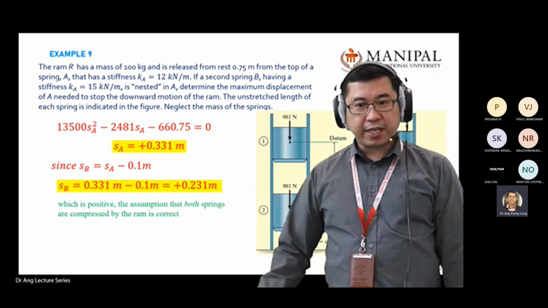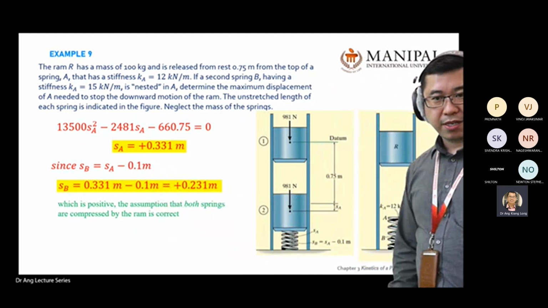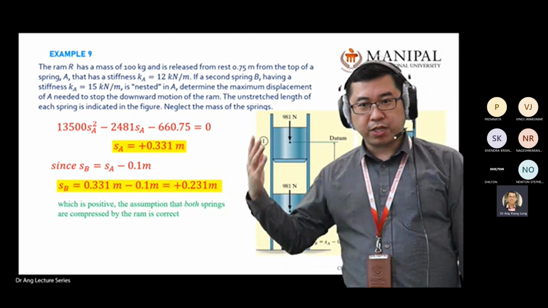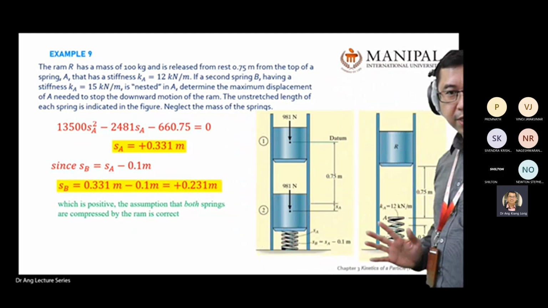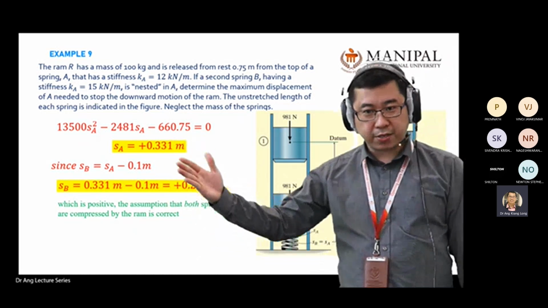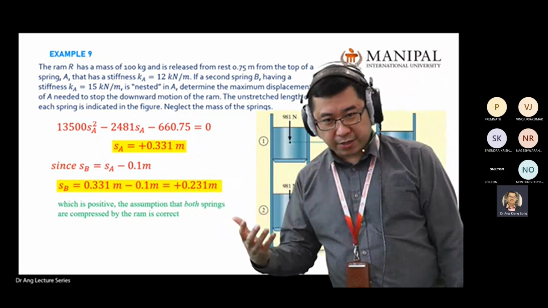If you get negative, it means it bounced back. The spring bouncing back is not logical, which means you need to relook into your calculation. Okay, this is how you make sense of and explain your answer.